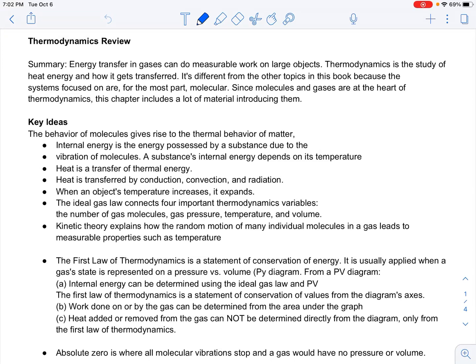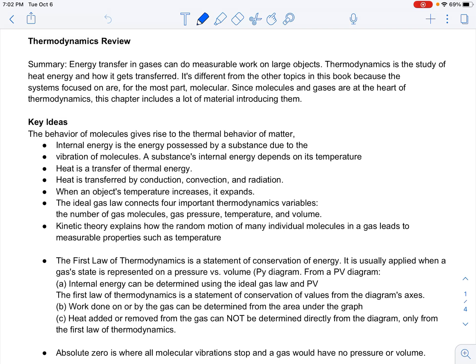Hello AP Physics 2 students, here's your rapid review for Unit 2, Thermodynamics. Quick summary: energy transfer in gases can do measurable work on large objects. Thermodynamics is the study of heat energy and how it gets transferred.